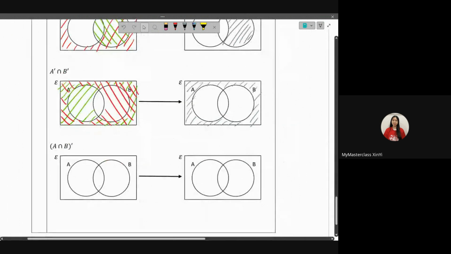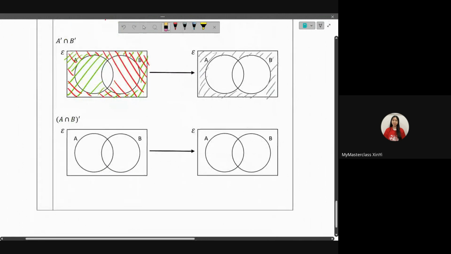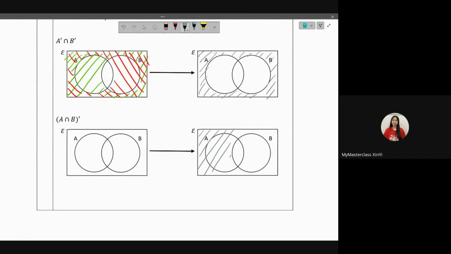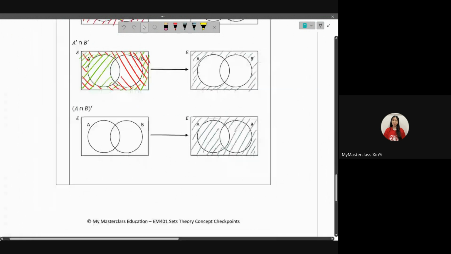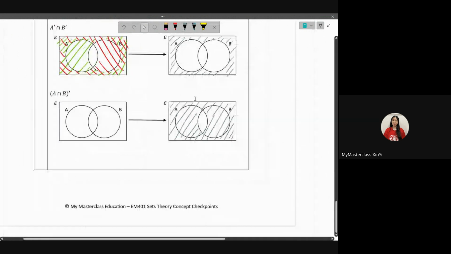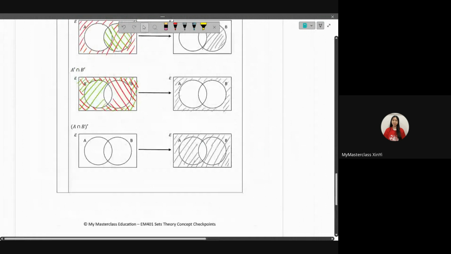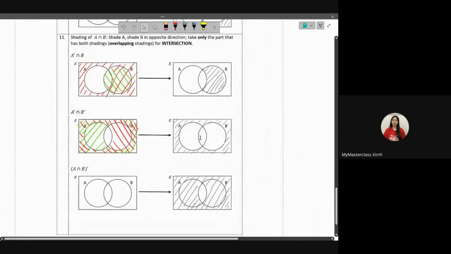Lastly, A intersect B prime. A intersect B is the middle part, this part over here. So outside of it is just all the outside, so I'm just going to directly shade here, the outside of your intersection. So that is all the summary so far for sets.